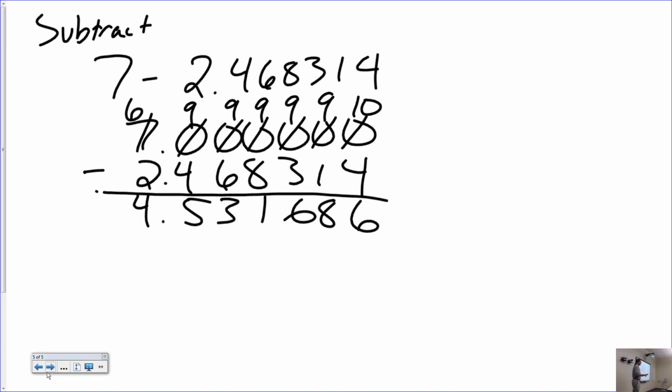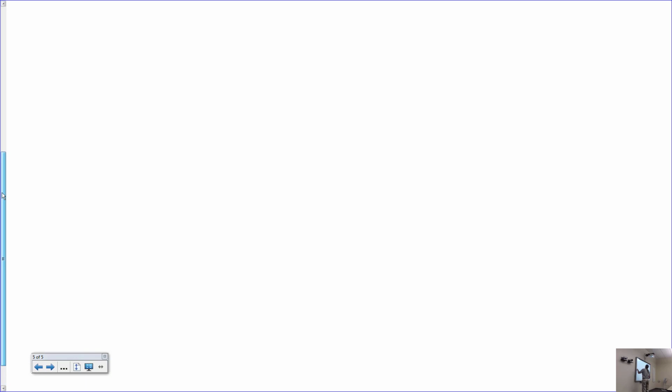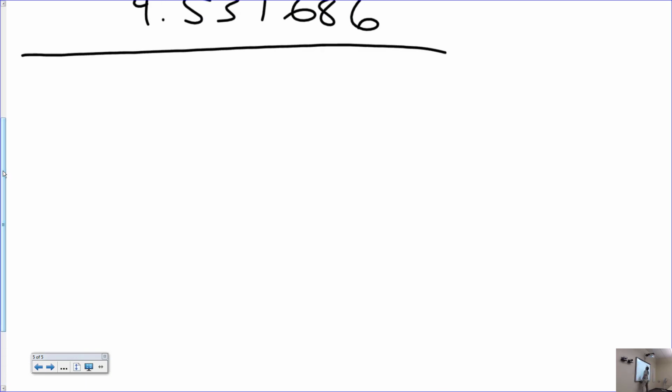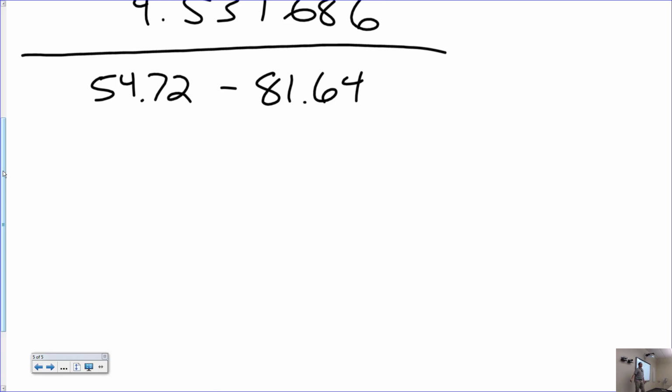Not too bad? Now, I do like to be a little bit careful with this because this one can happen. So imagine you have $54.72 in your checking account, and you write a check for $81.64. And assume that your bank account allows you to overdraft for up to, say, 30 or 50 or 60 bucks.